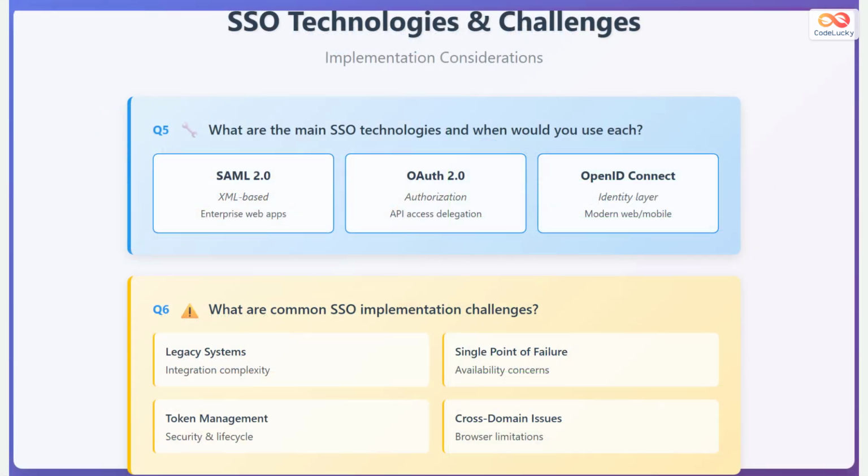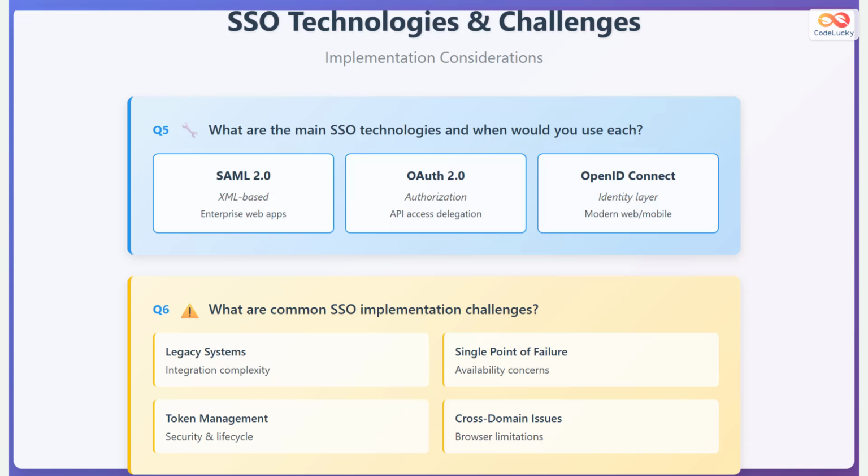Different SSO technologies serve specific use cases. SAML 2.0 is XML-based and ideal for enterprise web applications requiring rich assertion formats. OAuth 2.0 focuses on authorization and is perfect for API access delegation scenarios. OpenID Connect acts as an identity layer built on OAuth and works well for modern web and mobile applications.